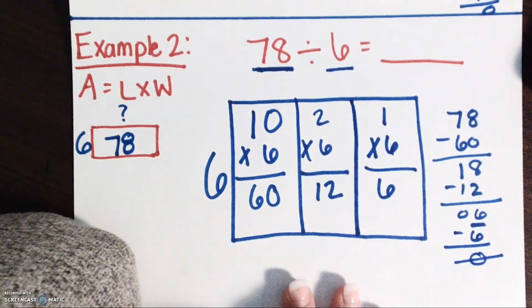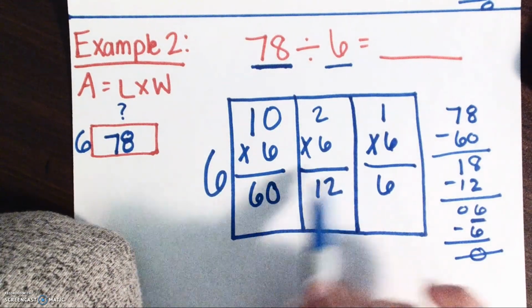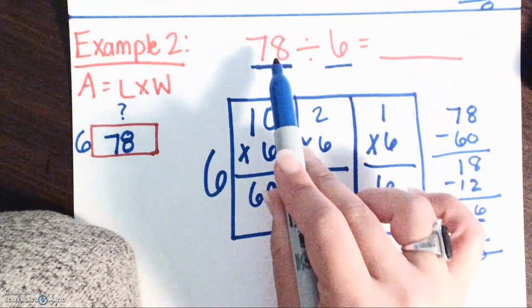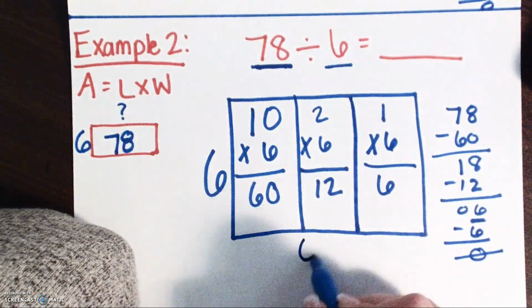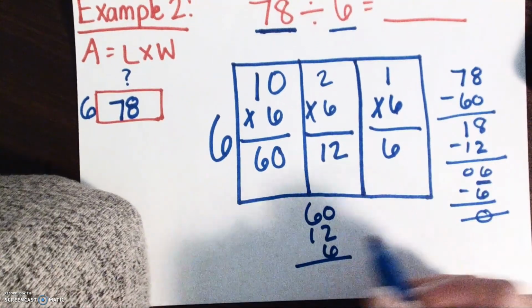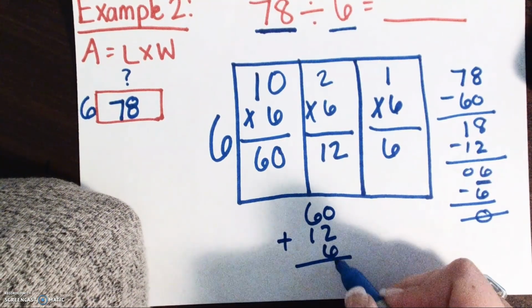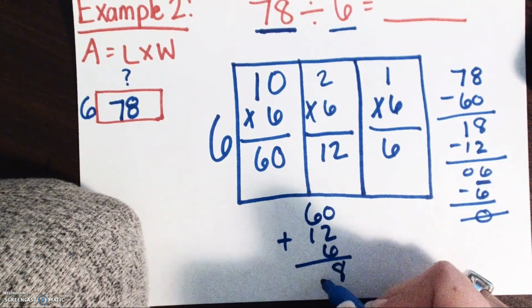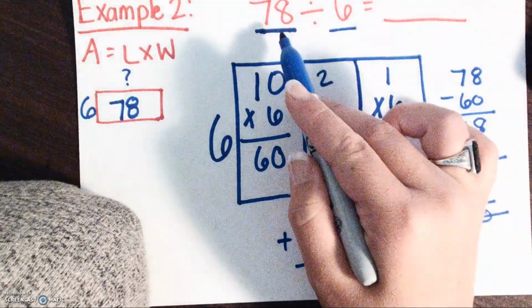Okay? Now, let's just double check ourselves. We want these answers to equal our dividend. We want it to equal 78. So let's see, 60 plus 12 plus 6. 6 plus 2 is 8. 6 plus 1 is 7. Yes, it equals that number.